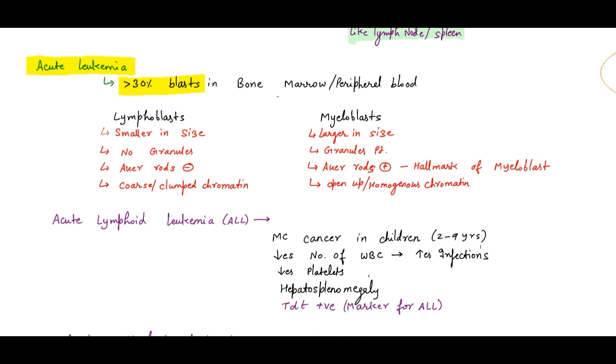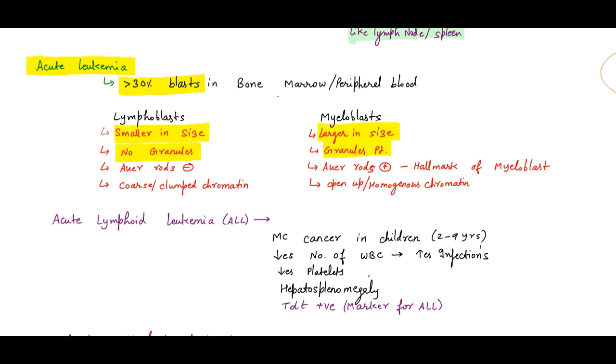So it can be lymphoblast, it can be myeloblast. Lymphoblast we know is smaller in size, and myeloblast, remember, is larger in size. Now there are no granules. We know that because in lymphoid leukemia there is a lymphocyte or lymphoblast problem, and in myeloid or myelogenous leukemia there is a problem in the myeloblast. So remember, these are smaller in size, these are larger in size. Myeloblasts have granules present, lymphoblasts don't have granules.